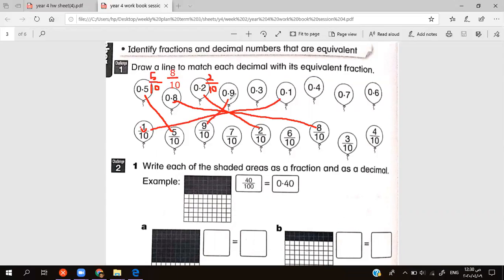I'm gonna pause and you answer, please: 0.3, 0.4, 0.7, and 0.6. Okay, and come back to see how we do it.